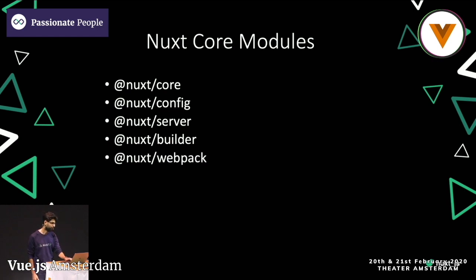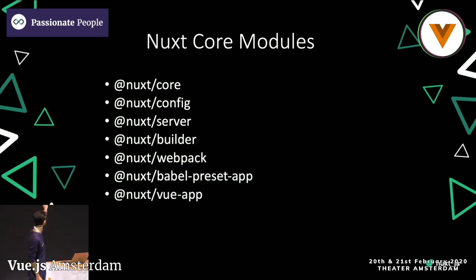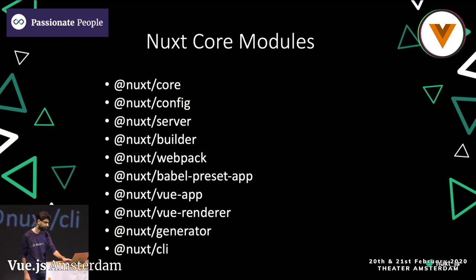So as you expect, we have a Webpack implementation for that. We have a Babel preset. And that's the entire magic. So the way that we are approaching Vue 3 is to create a Nuxt Vue app next and experiment with it. So we don't break our existing users, but we can start beta testing it for users. It's really good news because we already did the refactor. And we also abstracted the Vue renderer. Also the generator and CLI stuff.